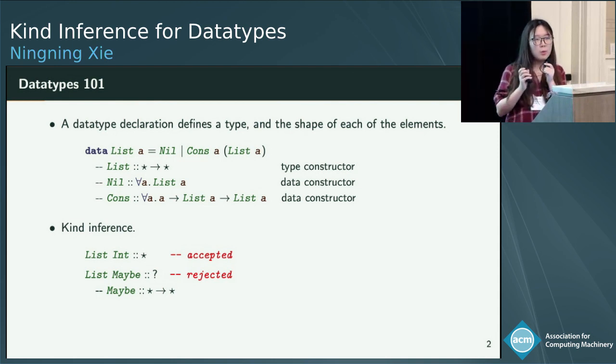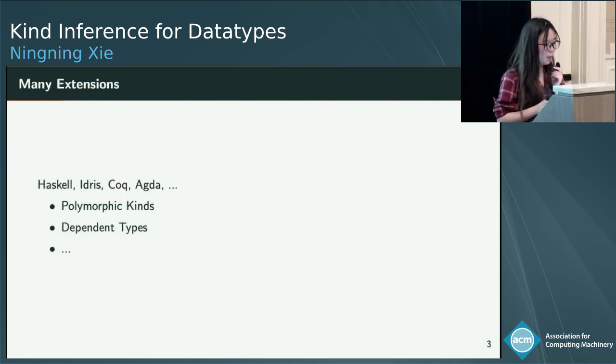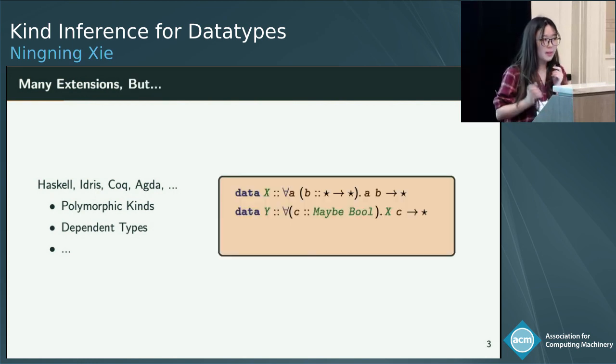However, while we can easily tell the kinds of simple examples like list, we soon get lost when the language becomes more complicated. In recent years, we have seen many feature-rich languages. On the upside, those features increase the language expressiveness, but on the downside, they also raise challenges. For example, given this kind for x, can anyone figure out whether the kind of y should be accepted or not? Let's think about it for 5 seconds.